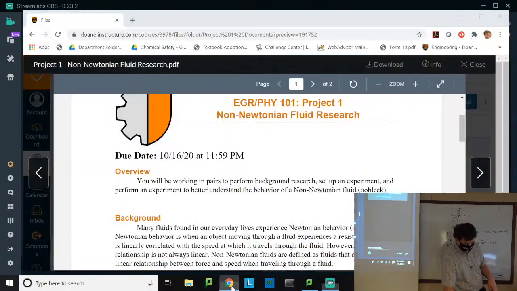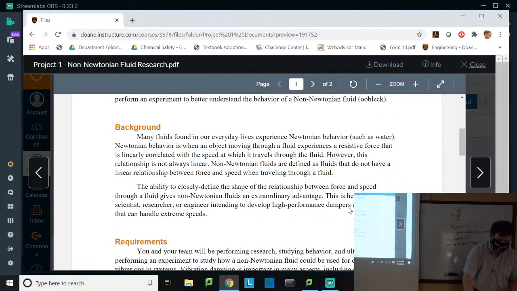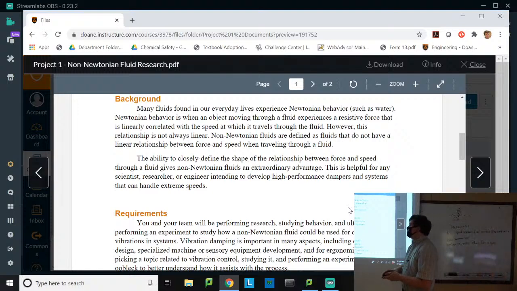Gonna go back here. What we're dealing with in this project is that you will be talking about oobleck. Now, again, this is a strain thickening material. There are tons of different types of non-Newtonian fluids. Ketchup is a non-Newtonian fluid. As I mentioned, blood is. Those are the ones that come to my head right off the top of my head, but there's a bunch of them.